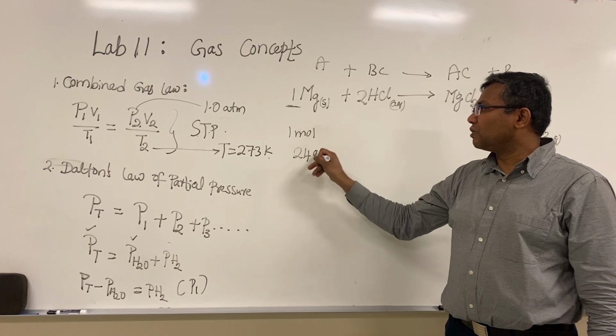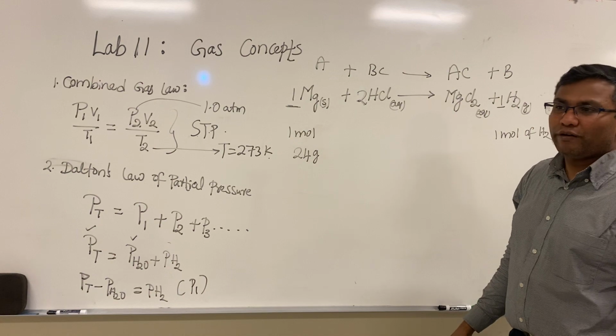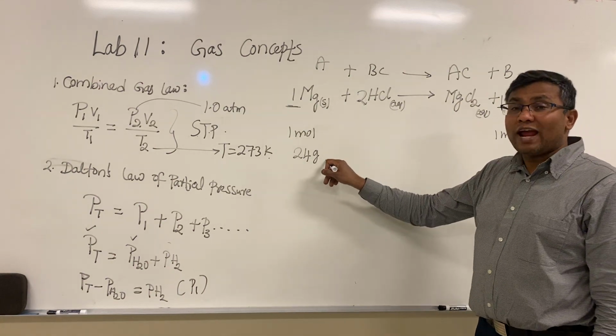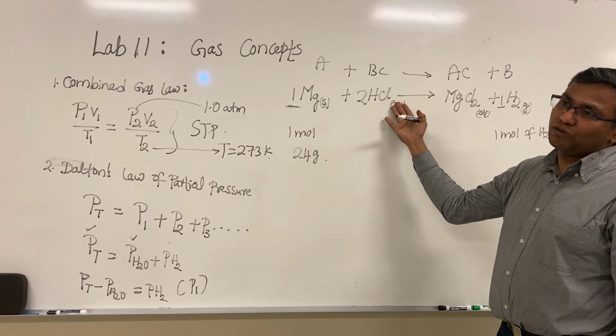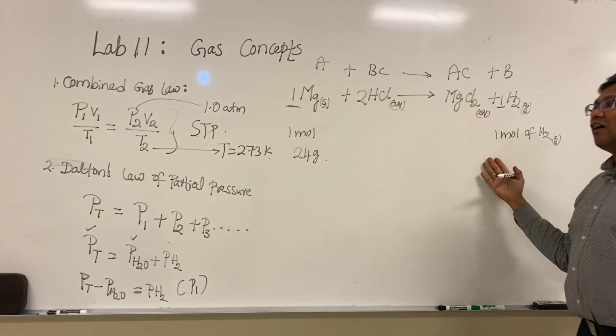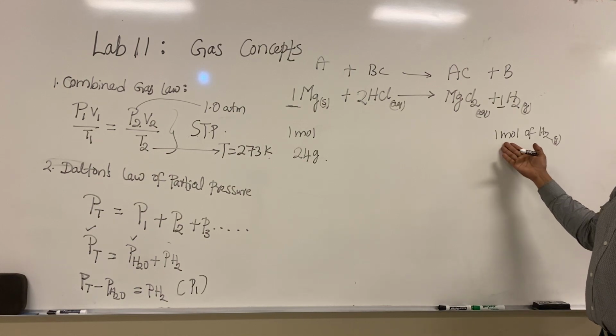24 grams, because the molecular mass of magnesium is 24. So if I take 24 grams of magnesium in this reaction and I take excess hydrochloric acid, how much hydrogen gas should I get? How many moles? It is 1 mole.